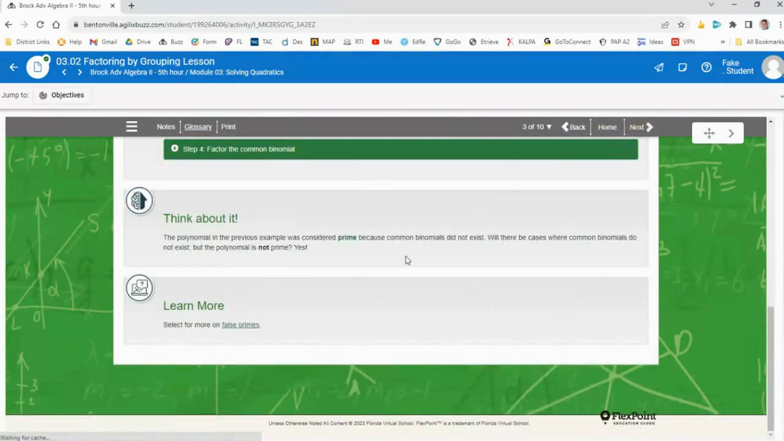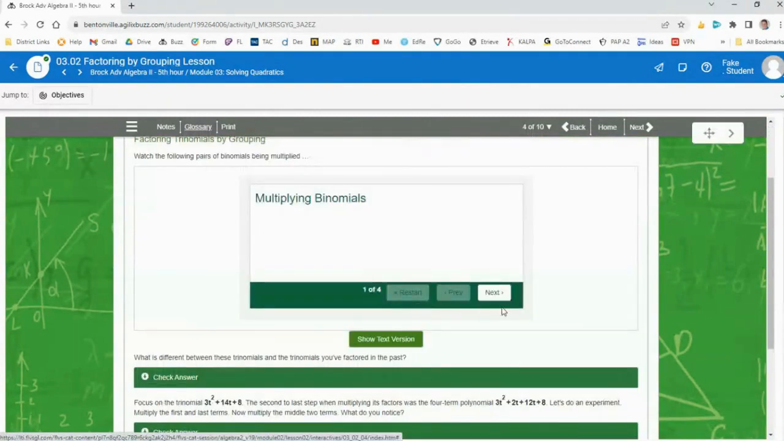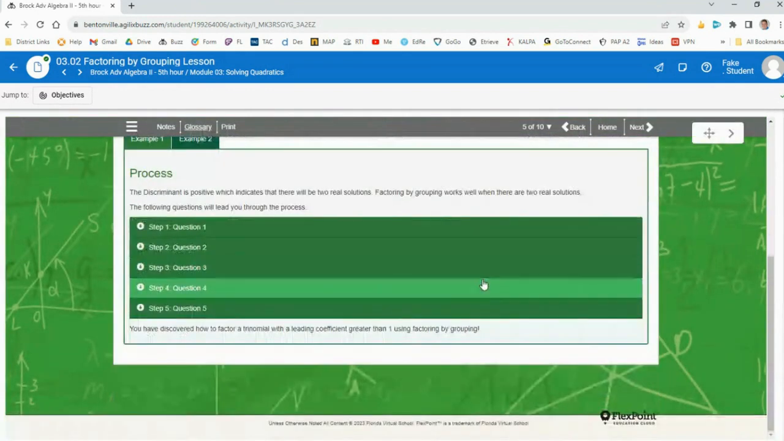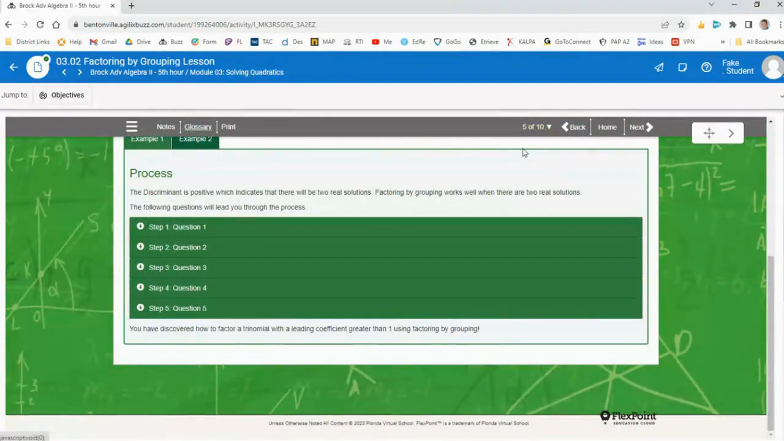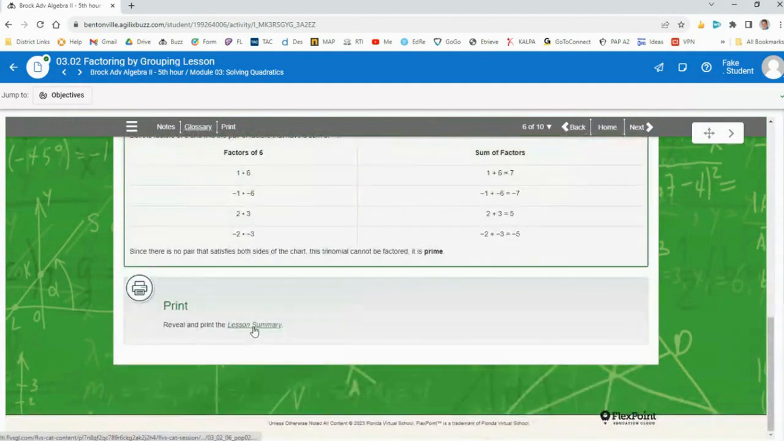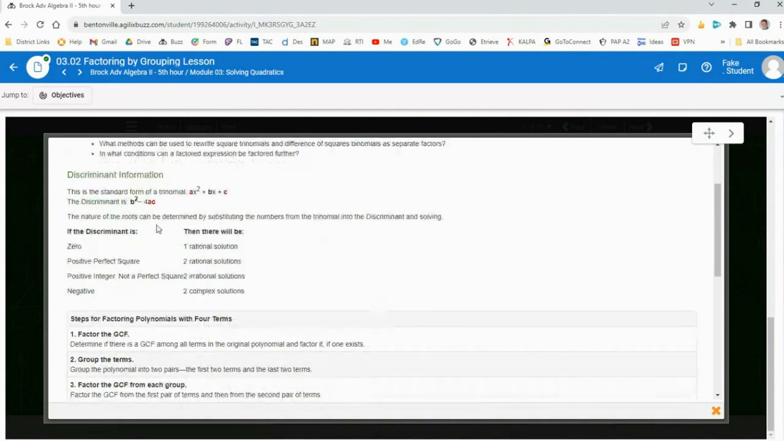Factoring trinomials by grouping. We'll do some of these on paper so you can see exactly what they're doing there. I'm trying to see how far this lesson goes. Page 6 was the last page of the lesson. Again, they're checking that discriminant that we just talked about. Lesson summary. So here's our lesson summary. I'm going to do some more examples to show you that. Checking the discriminant: if it's 0, if it's a positive perfect square, positive but not a perfect square, negative.